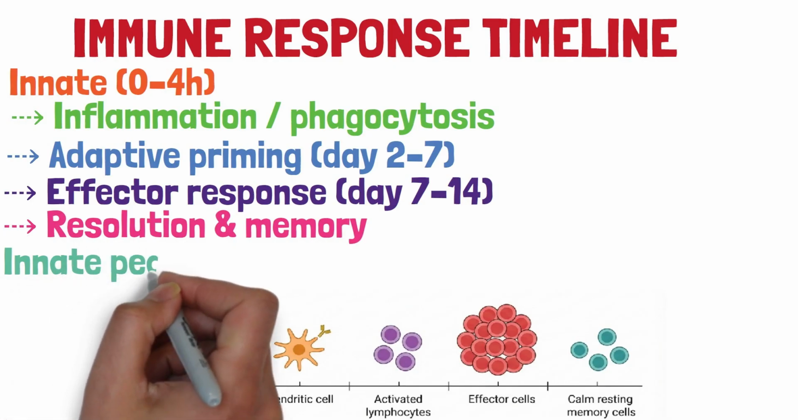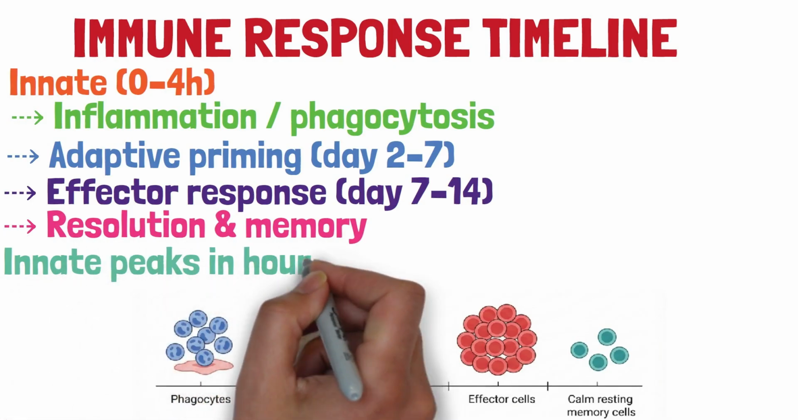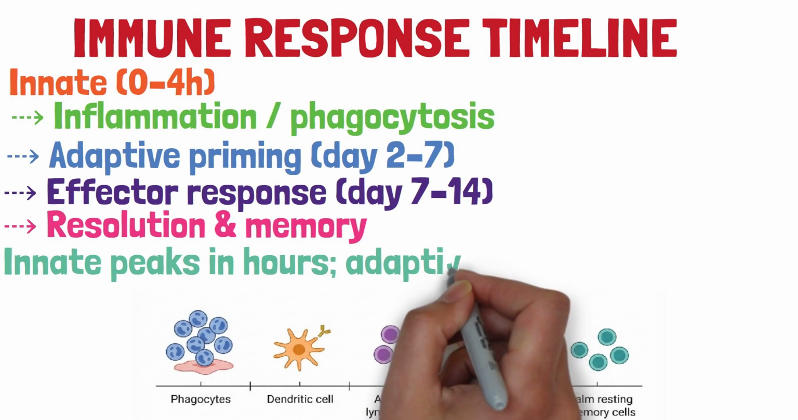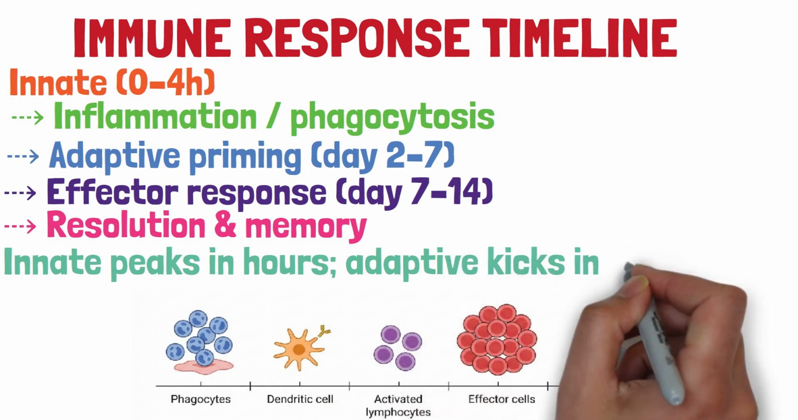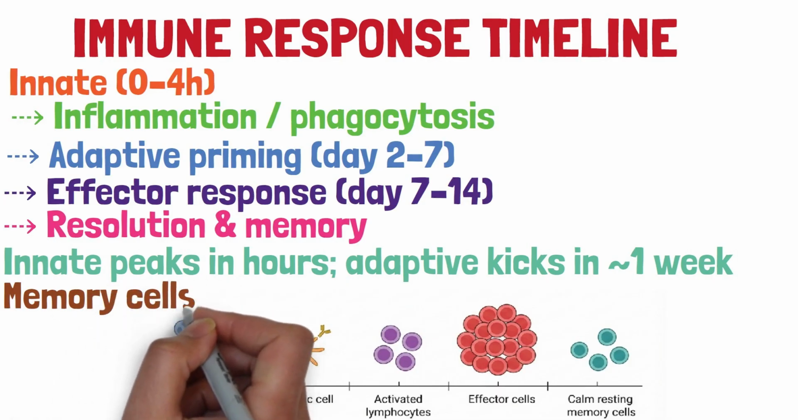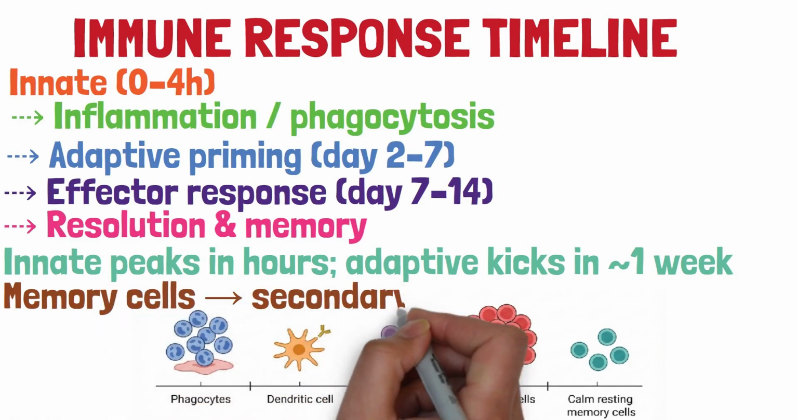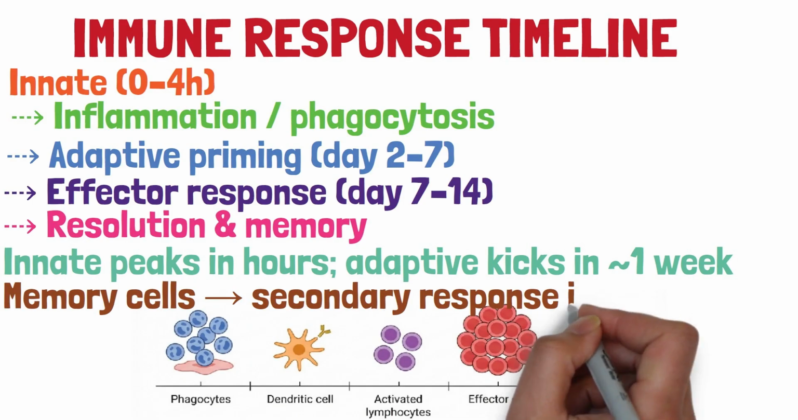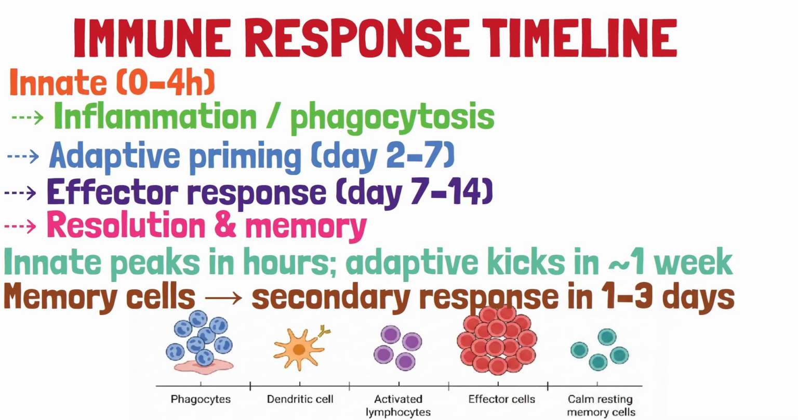In other words, the innate response peaks within hours, but if the pathogen persists, adaptive immunity doesn't fully engage until about a week in. Which is exactly why memory matters so much. Once memory cells exist, that same week-long delay collapses down to just 1 to 3 days on re-exposure.